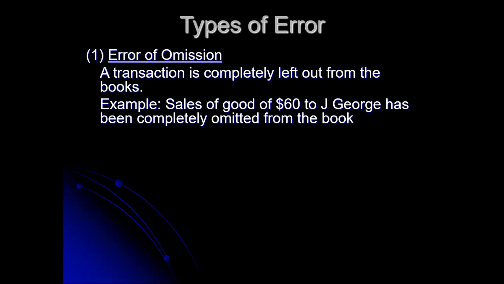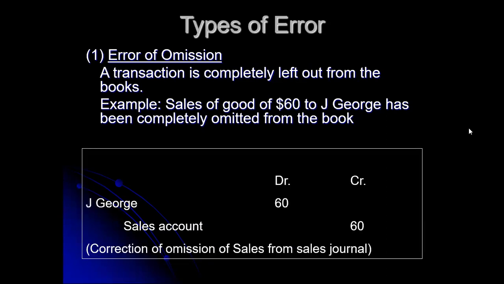For example, here we have a transaction, sale of goods of $60 to J. George, that has been completely omitted from the books. This means that we were supposed to debit J. George $60 and credit the sales account $60, but we did not do so. To correct these errors, we just record it the usual way that we should do. Therefore, we should debit J. George 60 and credit sales 60.